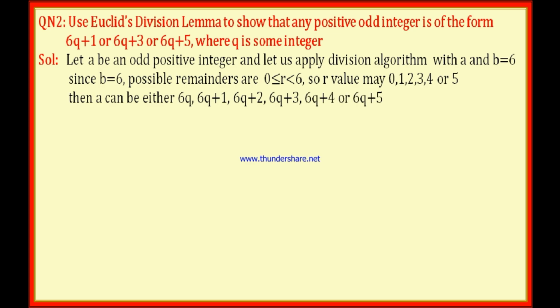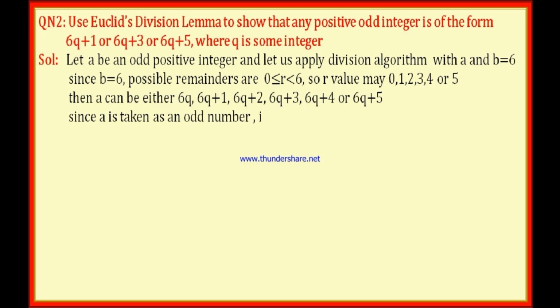You see, here the remainders are either 0, 1, 2, 3, 4 or 5. Here a is equal to bq plus r. If r is 0, then a is bq, that is 6q only. If r is 1, bq plus r means 6q plus 1. If r is 2, 6q plus 2. If the remainder is 3, 6q plus 3. If the remainder is 4, 6q plus 4. If the remainder is 5, then a value may be 6q plus 5.